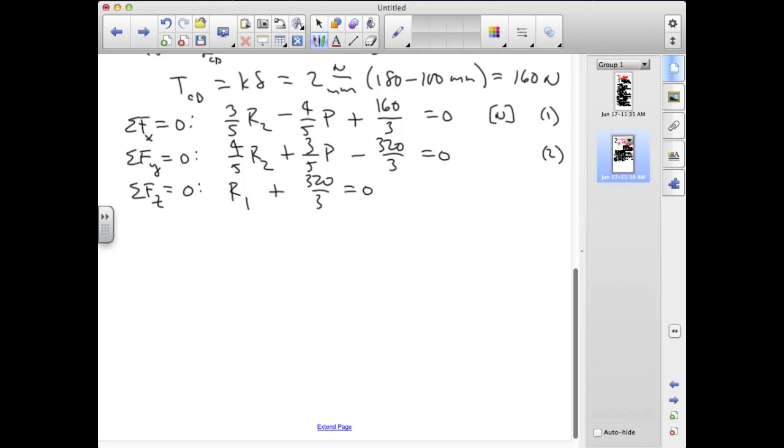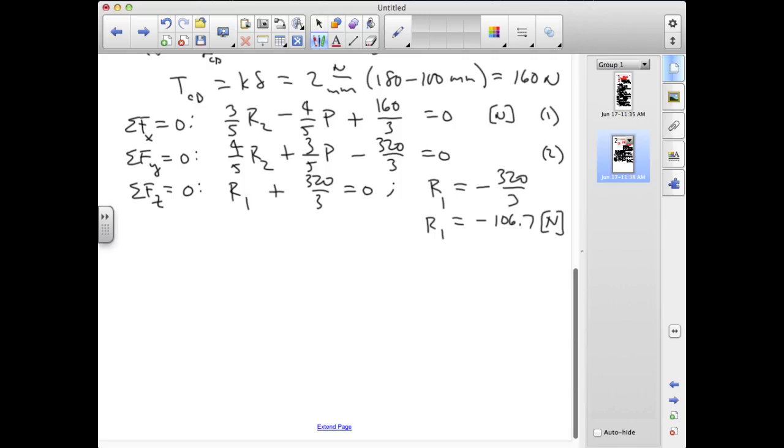Now we could call that equation 3, but in this case, what it tells us is that R1 simply has to offset that tension. It's equal to minus 320 over 3, or minus 106.7 newtons. So the direction of R1 actually goes in the other direction from what I sketched in my free body diagram. We can solve for the other 2 unknowns by manipulating these first 2 equations.